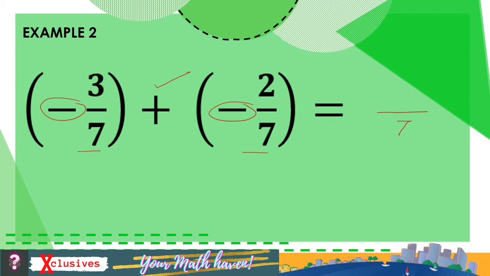So 3 plus 2, that gives us 5. And since both numbers are negative, we will copy the sign that's negative. So our final answer is negative 5 over 7.